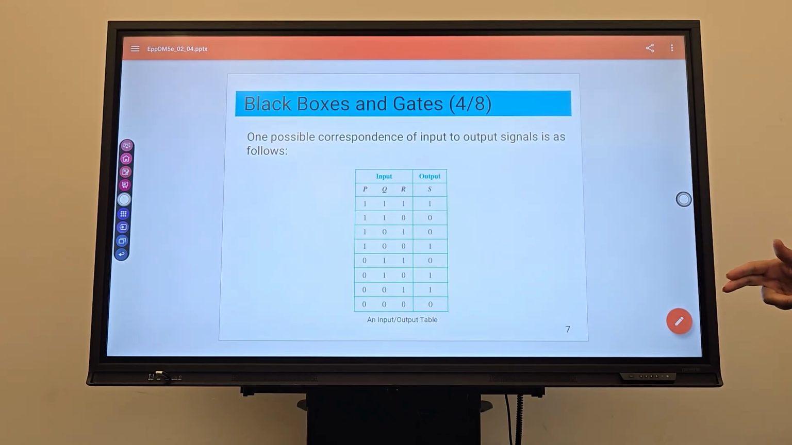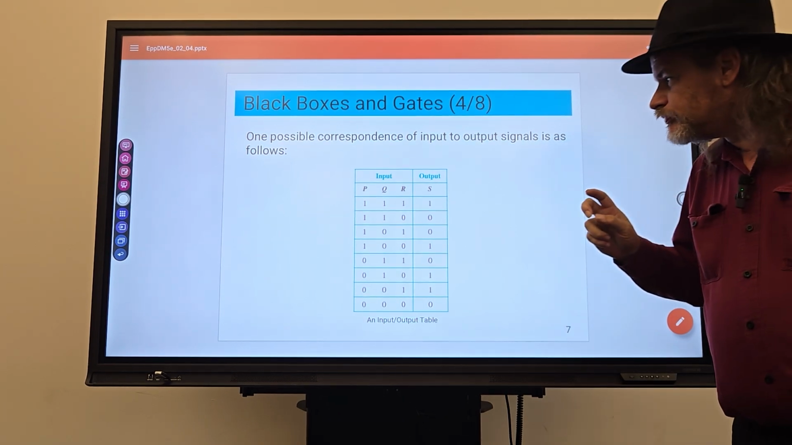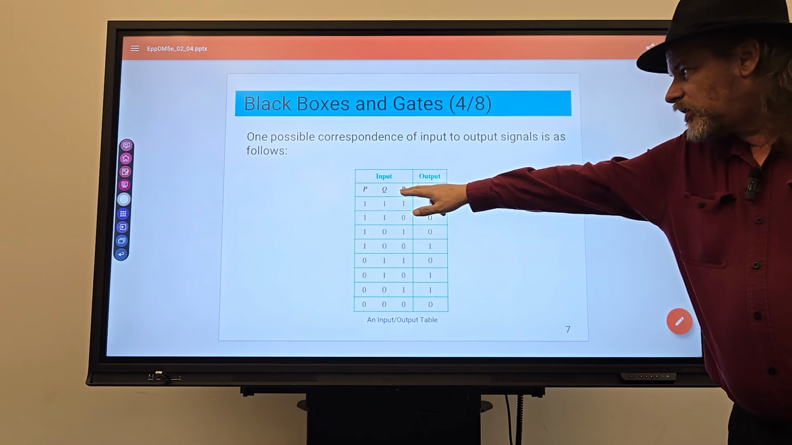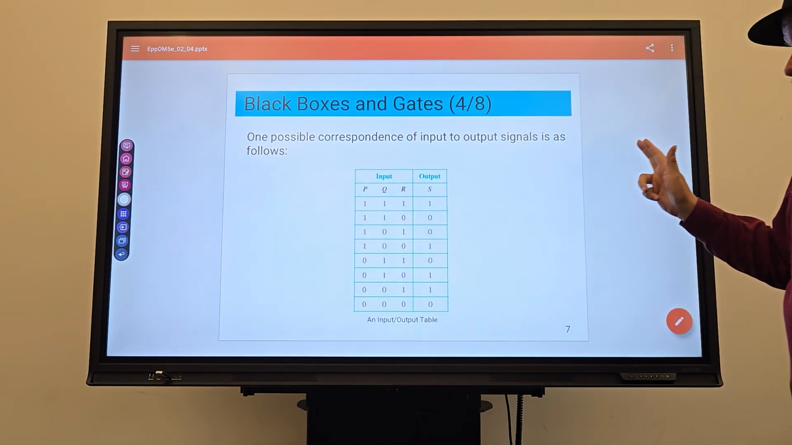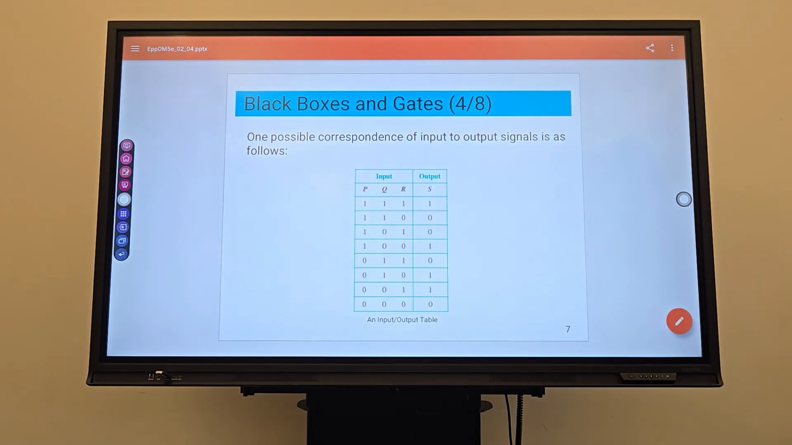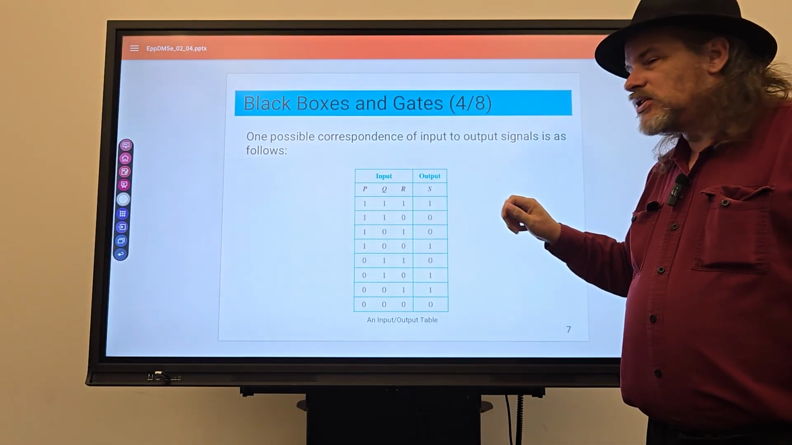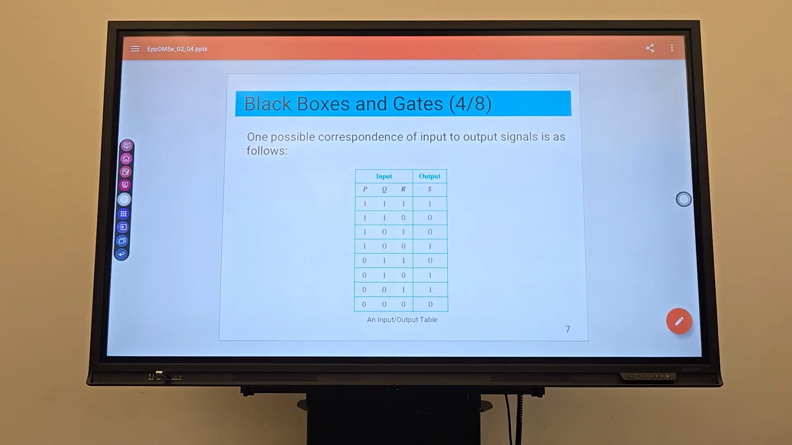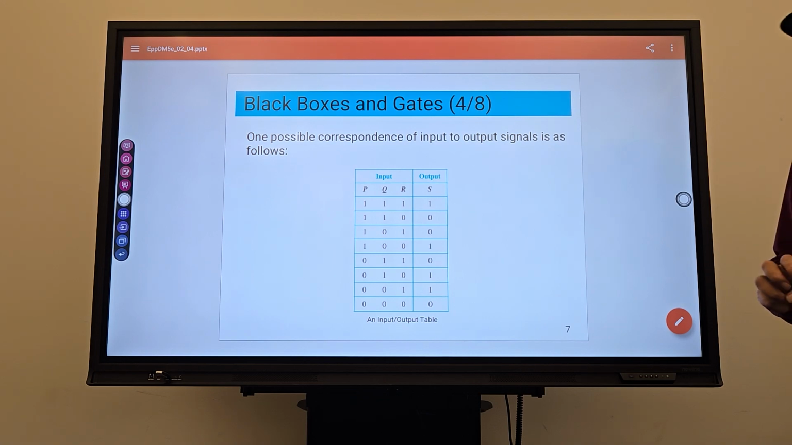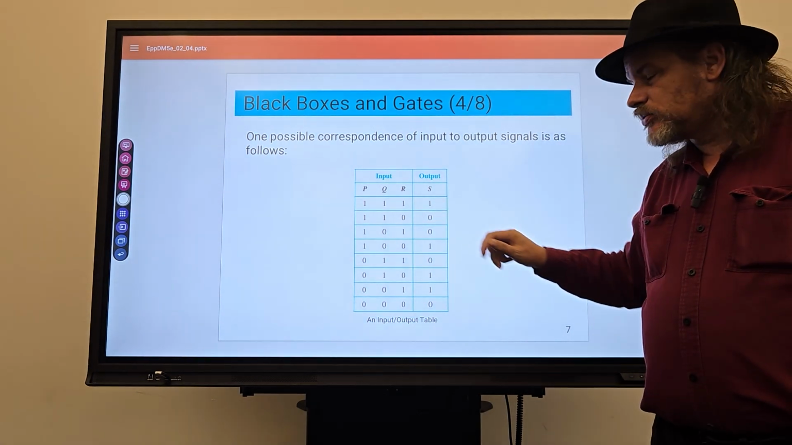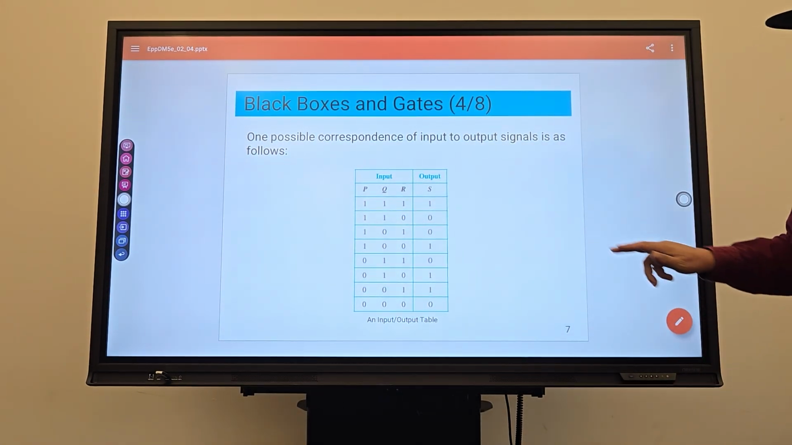These are very similar to truth tables. There's a subtle difference between the two. I don't remember off the top of my head what it is. But this is an input-output table, not a truth table. The ones can be considered to correspond to true, and zeros correspond to false.